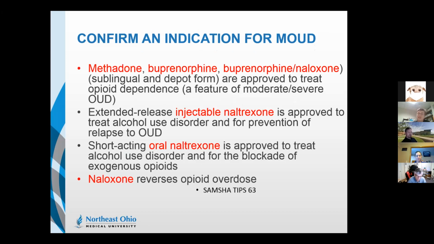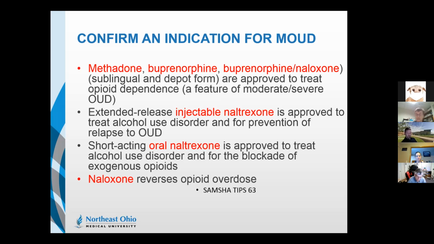Confirming an indication, this is a little pedantic, I guess. We know we're going to use methadone, buprenorphine naloxone, or injectable naltrexone for those patients with opioid use disorder, but there's a little distinction between them. When we're using those opioid agonists, what they're approved for is to treat opioid dependence. When we're using injectable naltrexone, it's approved for alcohol use disorder and to prevent relapse. There doesn't seem to be that much distinction there.